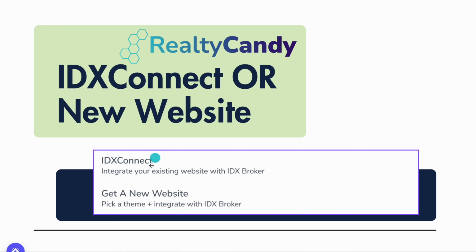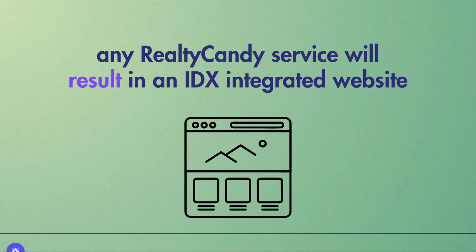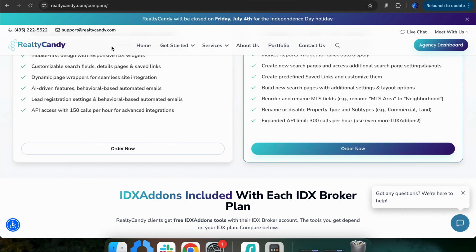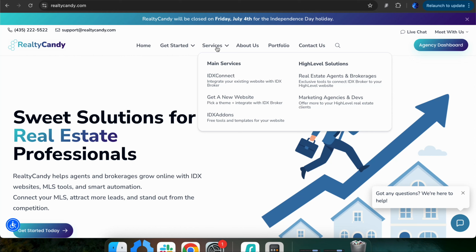Versus new website, in which you pick one of the themes that we have and we integrate it with IDX Broker. So bottom line, any Realty Candy service will result in an IDX integrated website, a website that's ready for people to search through the listings, right? A website that has a search bar, a Google Maps widget, home valuation, all of the services that we include. And I'm going to show you right here how it looks on the website. If I just go to Realty Candy and go here on services, it says main services, IDX Connect, and get a new website.